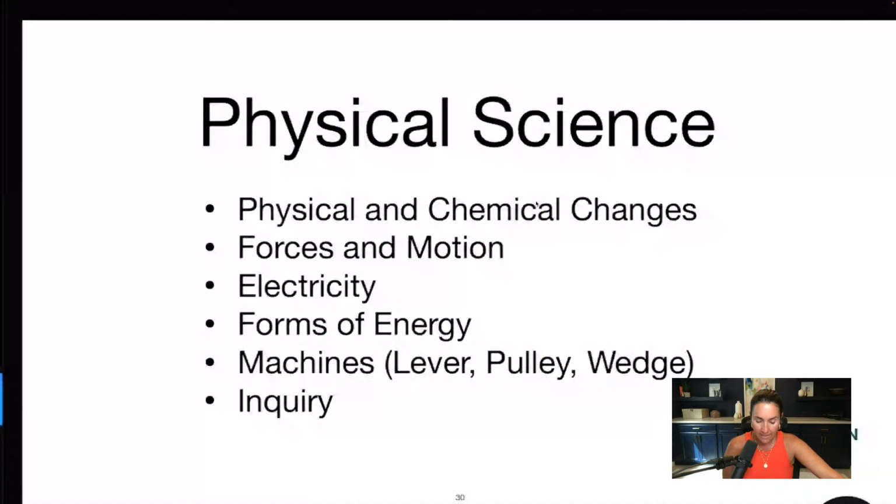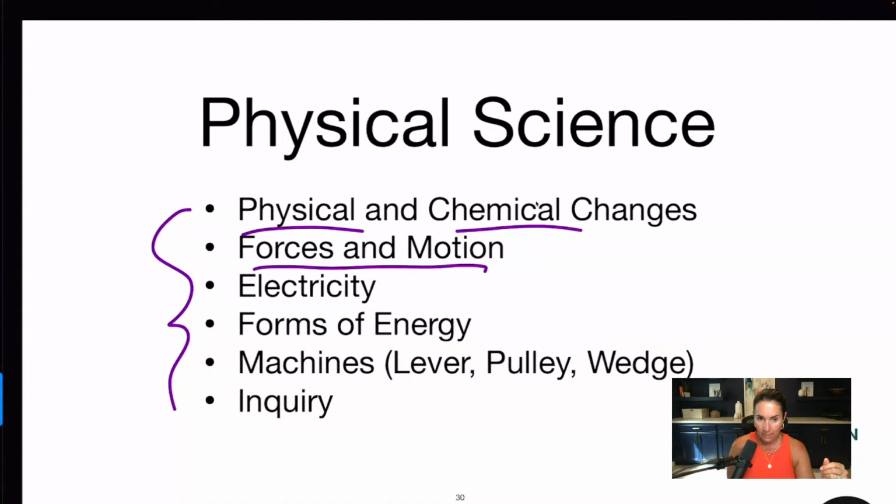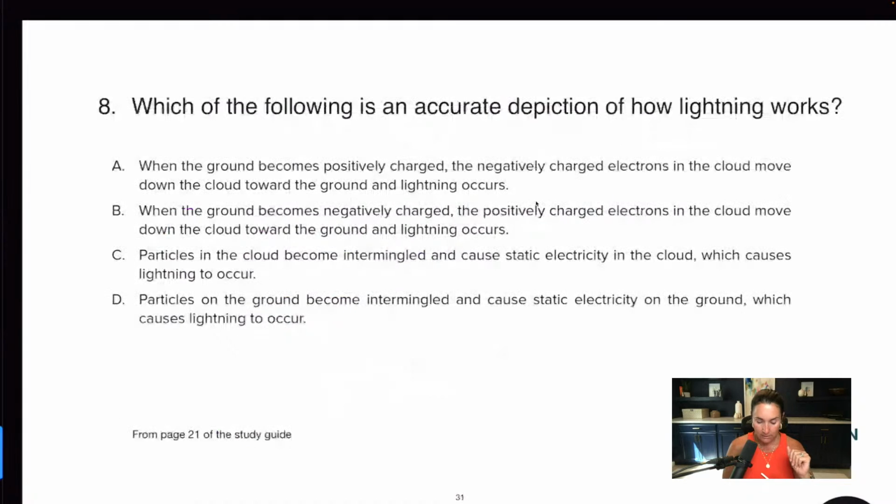All right. And let's go to the last one, physical science. I've got two to go with this one. Physical science is physics and chem. So anything that has to do with physical and chemical changes, forces and motion, electricity, forms of energy, machines. You have to know your basic machines. And then, of course, again, inquiry, good word. Let's have a look at this one.